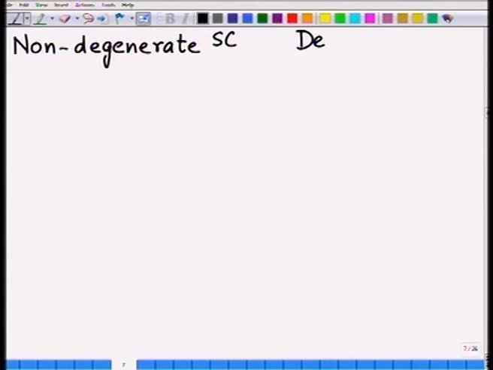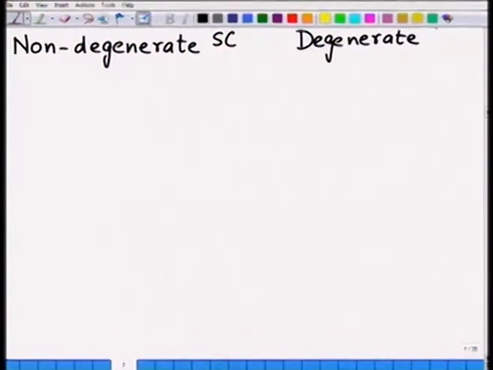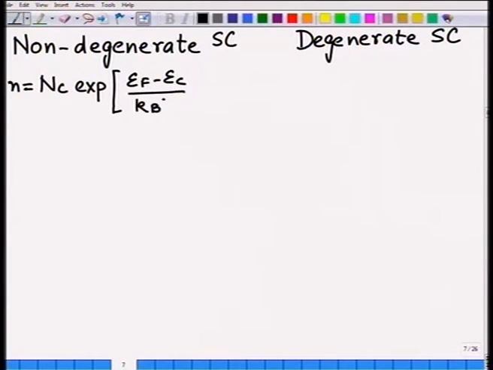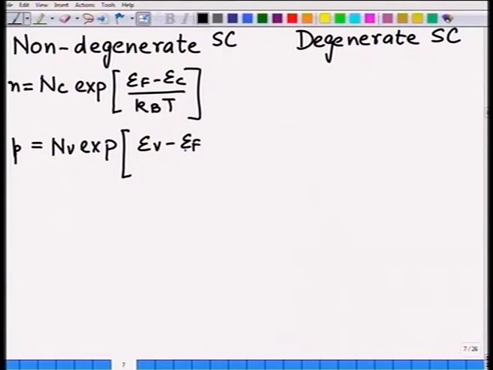Exactly opposite of that. That means the Fermi energy does not lie in the shaded portion. In that case, we call it a degenerate semiconductor. So, our formulas are n is equal to Nc times e to the power (EF minus Ec) divided by kBT, and p is Nv times e to the power (Ev minus EF) divided by kBT. Those are our formulas for this.